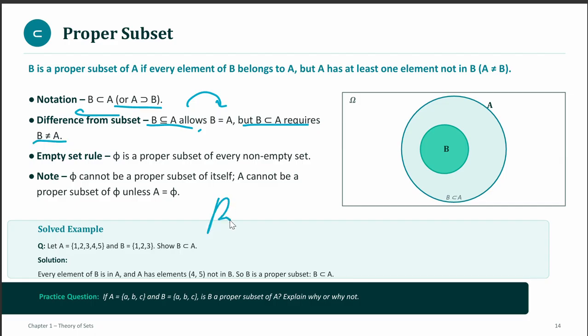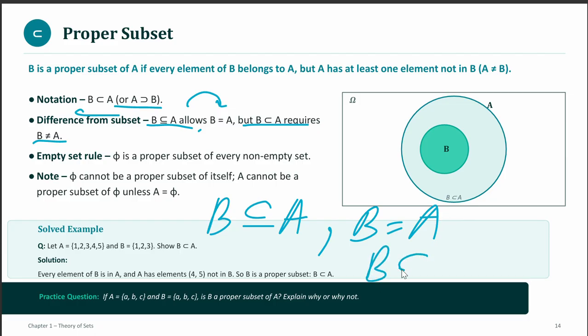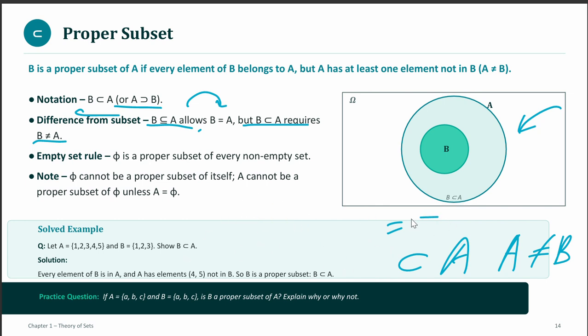So B could be a subset of A even if B is equal to A. That means that they are overlapping. Okay, that means that they are equal, right? But if you want B to be a proper subset, it would require that A is not equal to B, like this. Because although B is a part of A here, and every element of B also belongs to A, there would be some elements in A which would not belong to B.